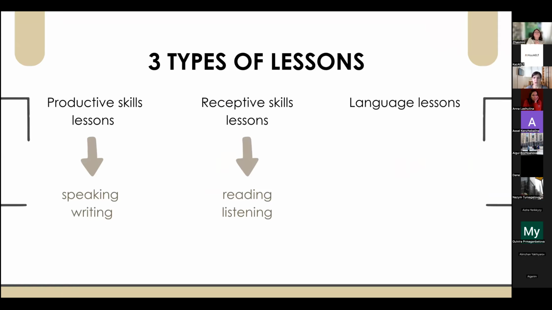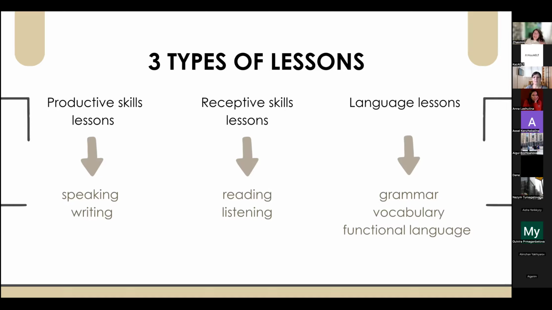Grammar, vocabulary, functional language. Okay, yes, absolutely. You are correct. Thank you very much. Yes, we have grammar, vocabulary, and functional language. If you've never heard of functional language, welcome. It's a big thing. So, yes, these are the main seven types of lessons that you would normally conduct on an average English course for your students.